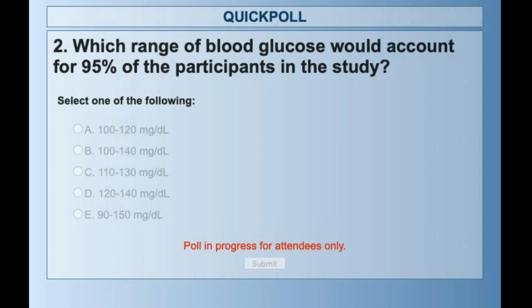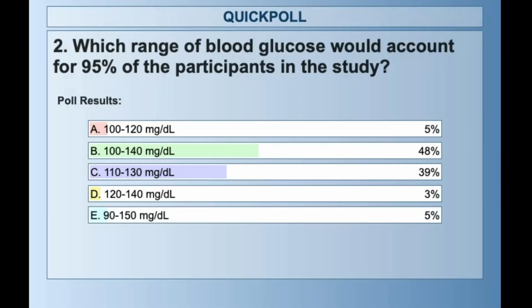All right, looks like about 2/3 of you guys have voted, and let's see how you guys did. Looks like about 48% of you guys picked answer choice B and 39% of you guys picked answer choice C. So pretty close split there. Let's see what the correct answer is.